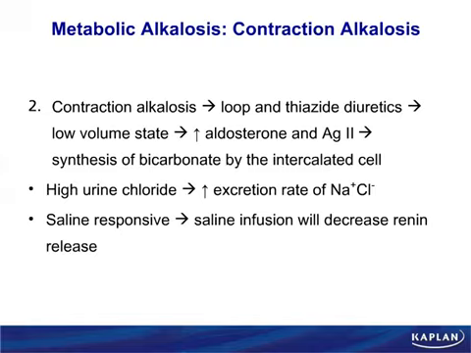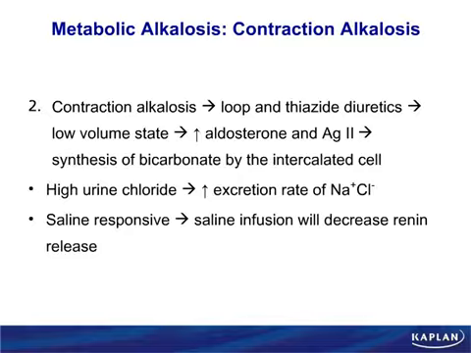Now, a contraction alkalosis is a patient that develops a metabolic alkalosis. This can be seen in patients that are taking loop diuretics or thiazide diuretics. I very commonly see this because we use these diuretics a lot in our patients. Loop diuretics, thiazide diuretics will lead to low volume states because you're diuresing, you're dehydrating the patient. This will stimulate renin release, leading to activation of the RAS system. High aldosterone and angiotensin II will lead to what we call a contraction alkalosis. Increased synthesis of bicarbonate by the intercalated cells.